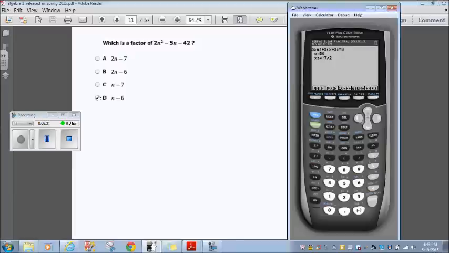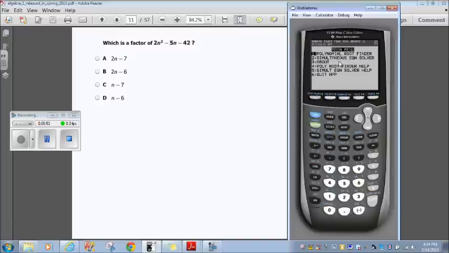Now, mind you, this only works on multiple choice questions. It does not work on any of the fill in the blank or type your answer in. But if it's a multiple choice question, you can use this app to help you find the answer. Make sense? Okay, now let me quit out of here. Let me go to main.